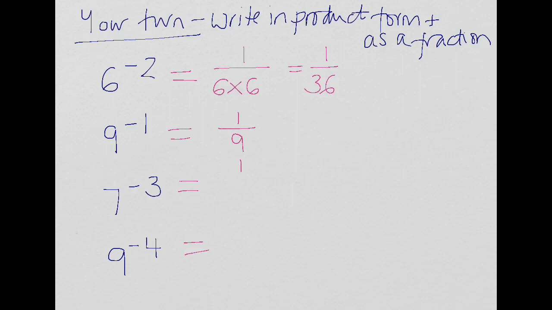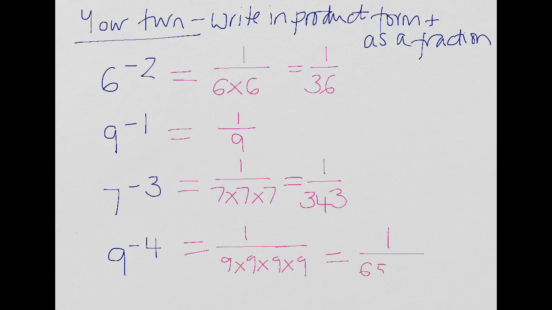7 to the negative 3 is 1 over 7 multiplied by 7 multiplied by 7, which is equal to 1 over 343. And the last one is 1 over 9 multiplied by 9 multiplied by 9 multiplied by 9, which I do believe was on the last page, which is 1 over 6,561. So did you get those? If you didn't, try and understand what might have gone wrong, because that's important before you move on to the next stage.